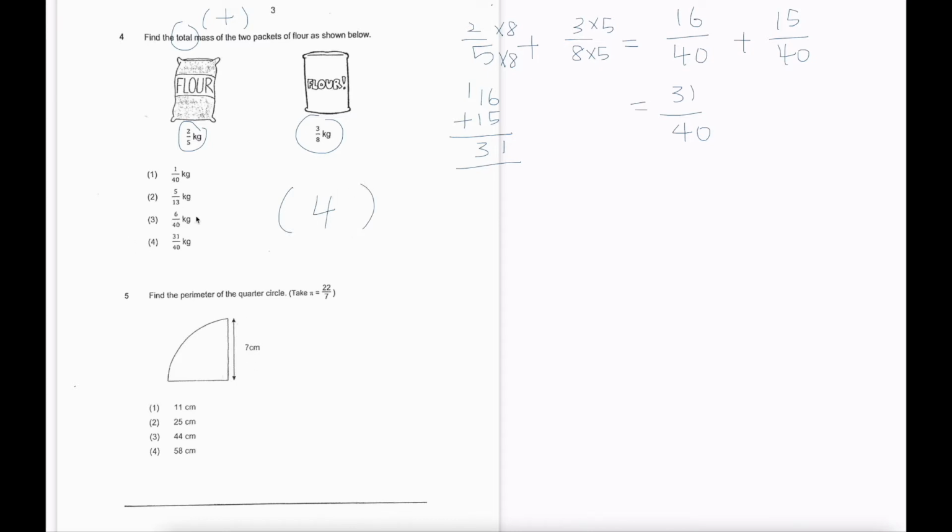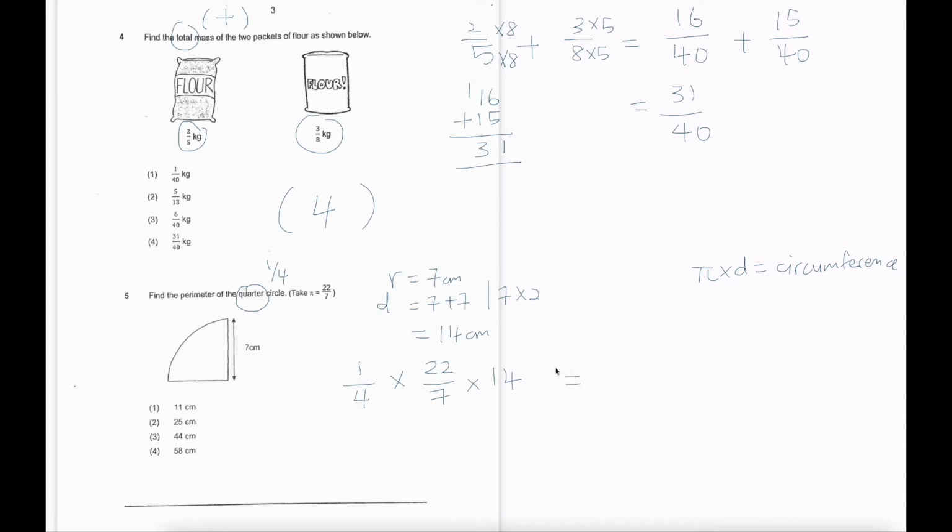Find the perimeter of the quarter circle. So quarter means 1/4. So my radius is 7 cm, right? So my diameter will be 7 plus 7, or 7 times 2, which either one will give you 14 cm. So it's a quarter circle. So I need to add 1/4 times, what's our pi? 22/7 times diameter. Pi times diameter equals to circumference. So I add a 1/4 because it's only 1/4 of a circle.